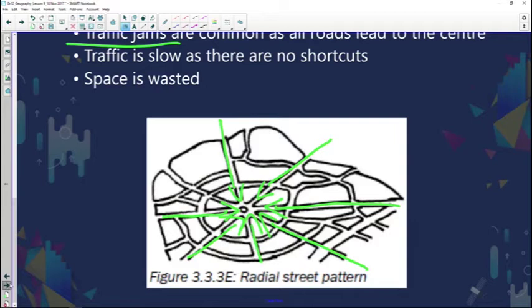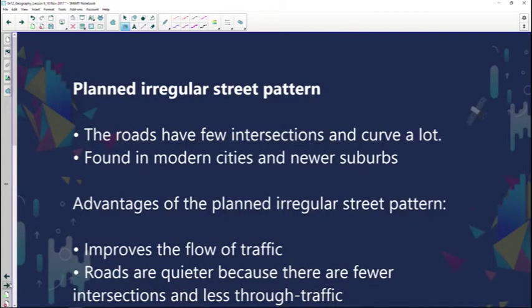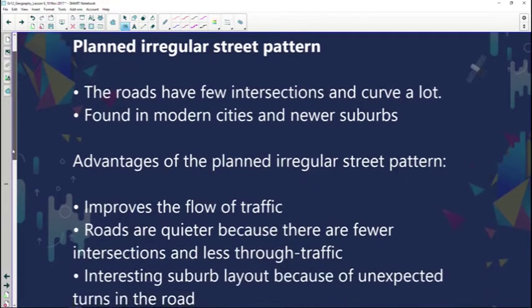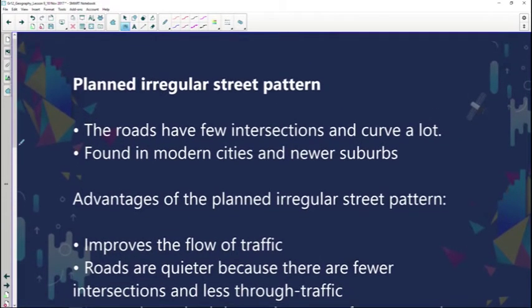Our next street pattern is a planned irregular street pattern. There are very few intersections and it curves a lot. The reason why people tend to use this pattern is when the gradient is not that gentle, when it's quite mountainous or it's up a slope. The advantages of it: many modern cities that develop use this pattern.